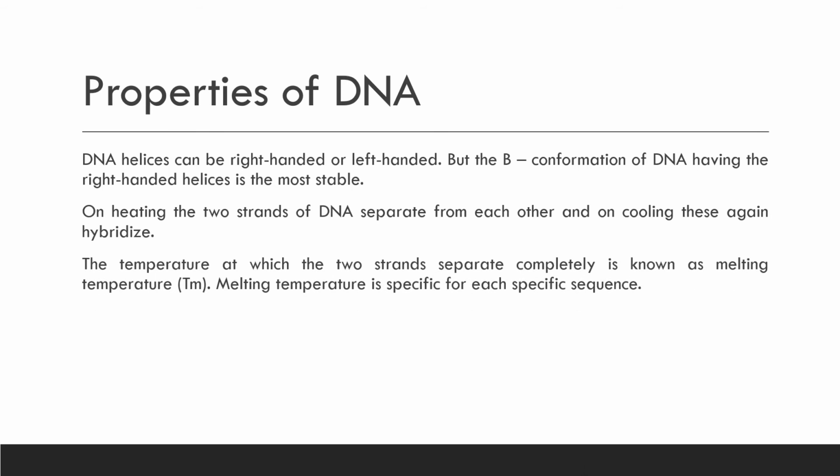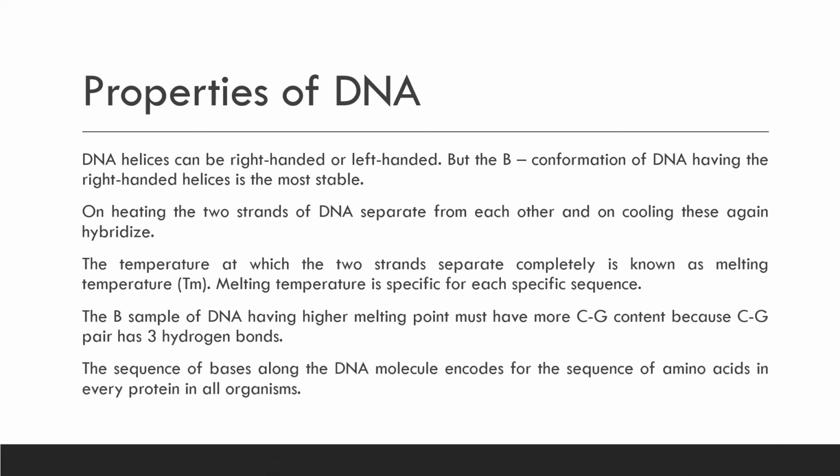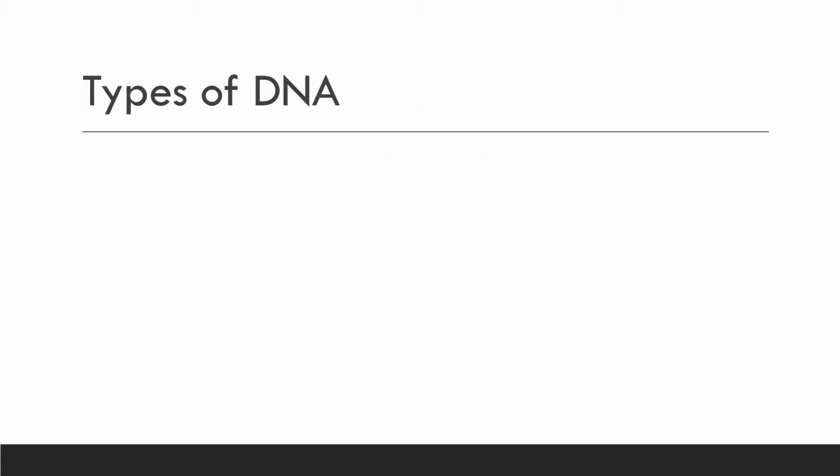The temperature at which the two strands separate completely is known as the melting temperature. Melting temperature is specific for each specific sequence. The sample of DNA having the higher melting point must have more cytosine and guanine content, because a cytosine and guanine pair has three hydrogen bonds. The sequence of bases along the DNA molecule encodes the sequence of amino acids in every protein in all organisms.